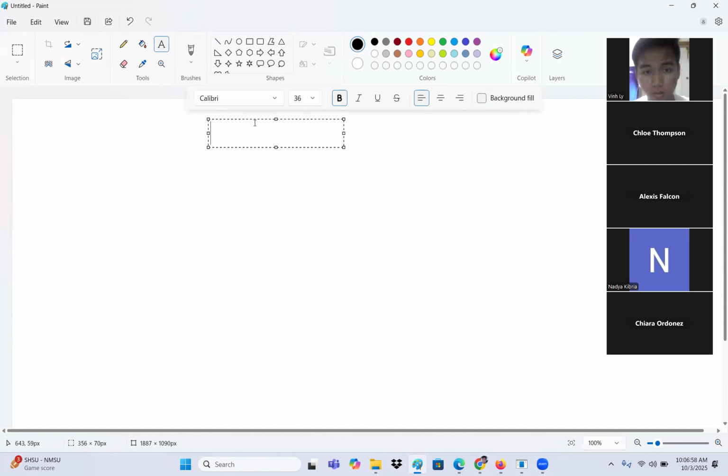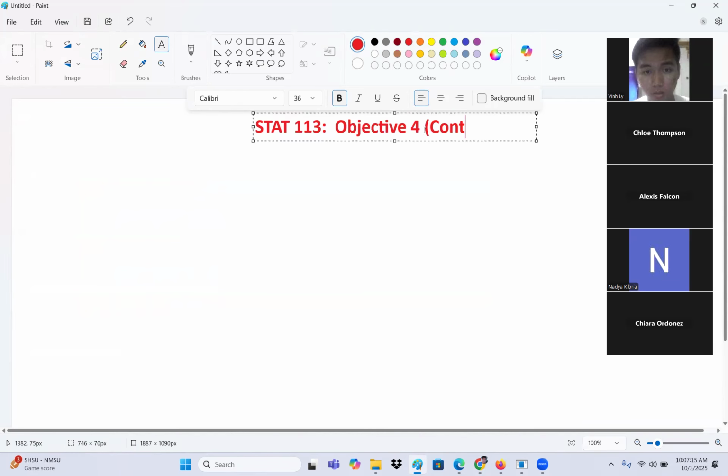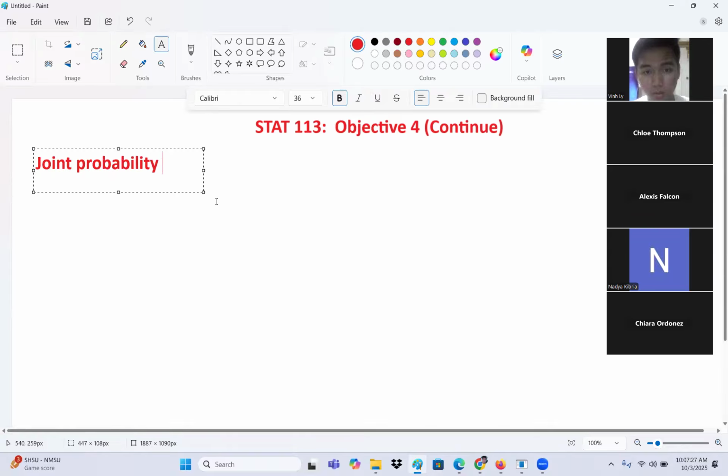So this is Stat 113, and we continue on objective four. That means that if you take a test, now you know that because this is a linear methodology, it's either going to be this whole half plane or this whole half plane. To see which of the two it is, we have to go with the joint probability with two variables, and check if it satisfies. If it does, then that means it's on that side.